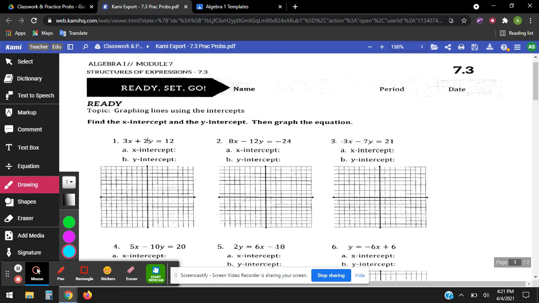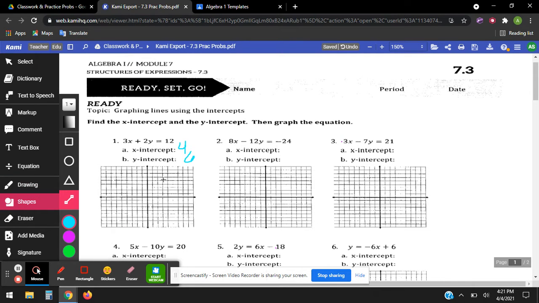So to start with, we're going to pretend like we don't have a y. 3 times what equals 12? 4. And then we're going to pretend like we don't have an x. 2 times what equals 12? That's 6. So when I go to draw this, I want to go to 4 on my x-axis. 1, 2, 3, 4. And then I want to go up to 6. 1, 2, 3, 4, 5, 6. And have them cross there. I'm just going to go from intercept to intercept with mine.